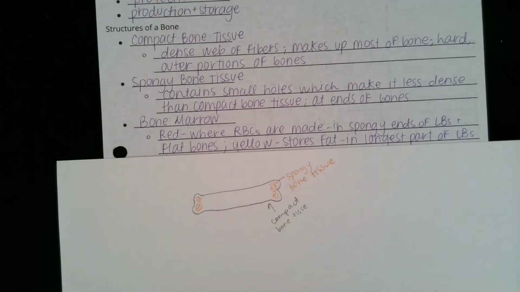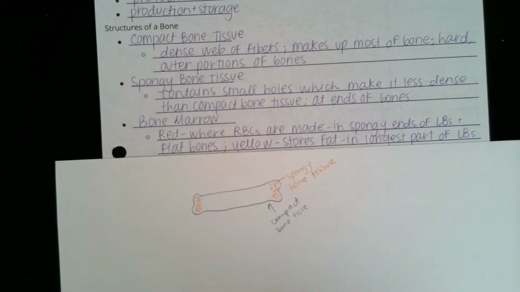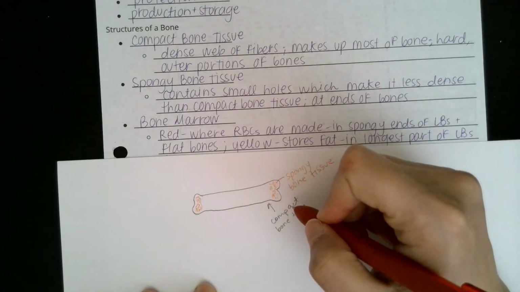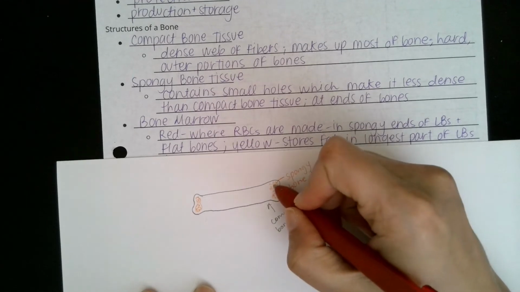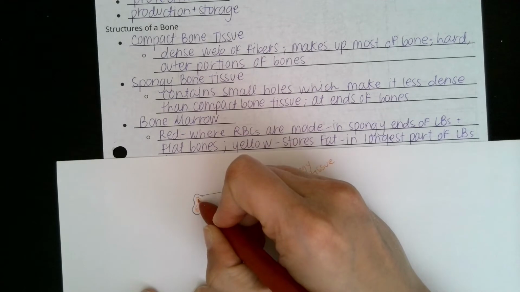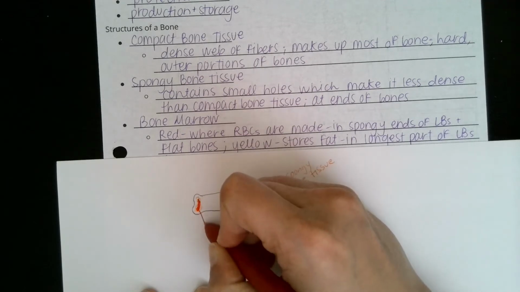So red bone marrow, I'm going to draw in red, and it is in the spongy ends of long bones. So I'm just going to draw it like that in my spongy tissue. I'm going to go ahead and label it on this side so I have more space.